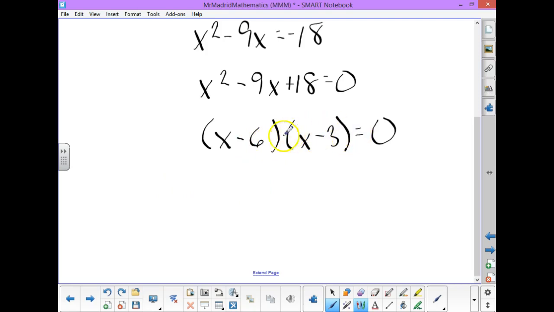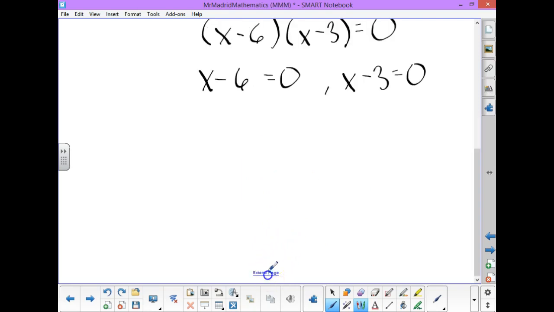Alright, so this statement here says that this times this equals 0, so at least one of them must be 0, so we can explore this. Now, although at this point you may not need to show your work, I still like to do so that you don't forget why we get what we get. And we get 6 and 3, through some very basic math. Alright, done and done.